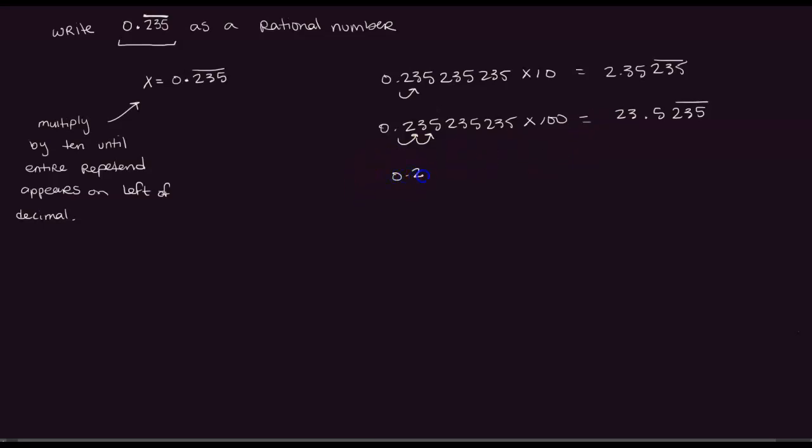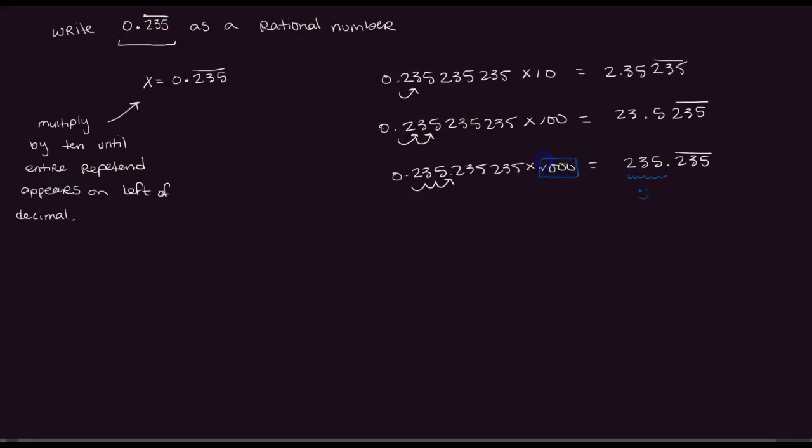So this time let's multiply by 1,000. Multiplying by 1,000 will move our decimal 3 times, placing it between the 5 and the 2. So that would look like 235.235 repeating. And we did it. We've got the entire repeat end to the left of the decimal. So we're happy, we're ready. That's the factor that we need to use.